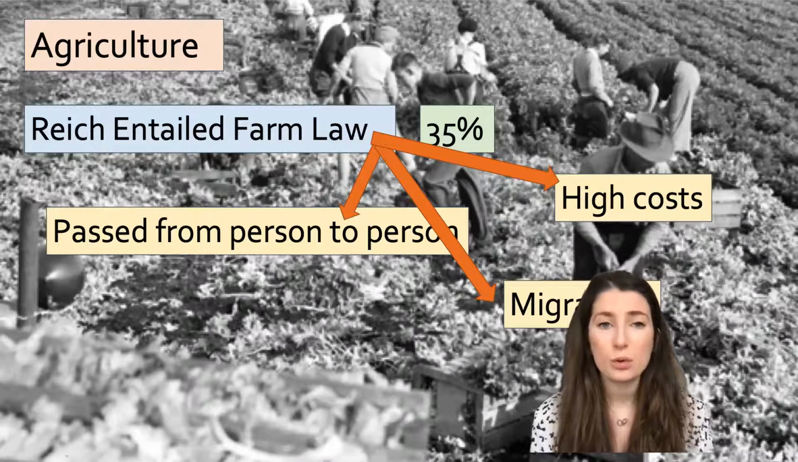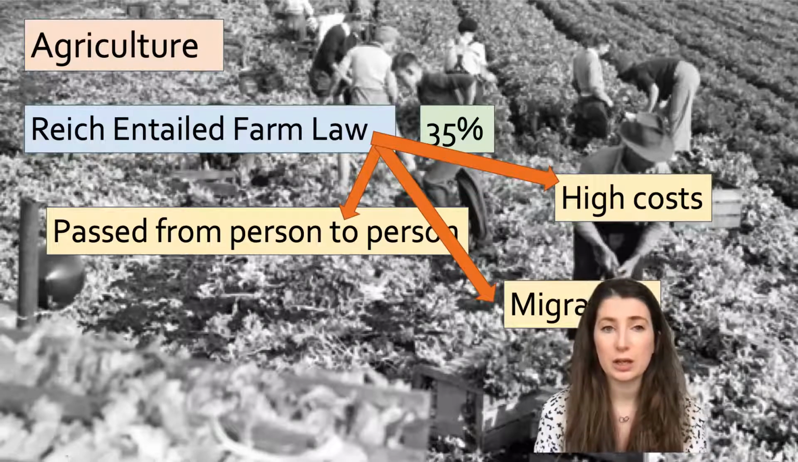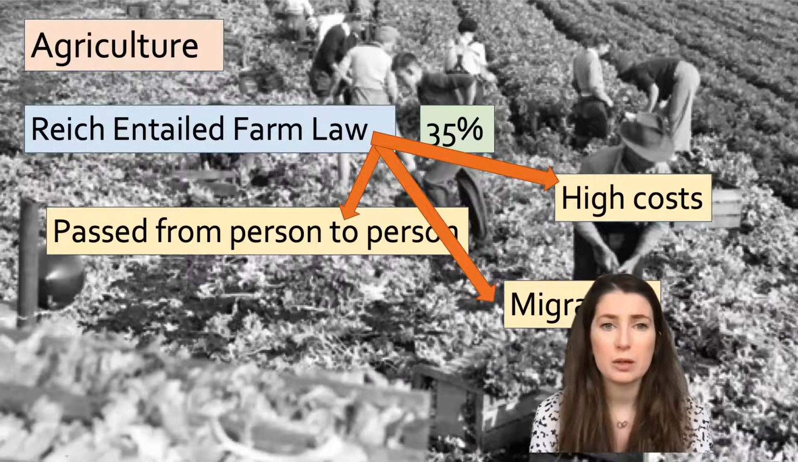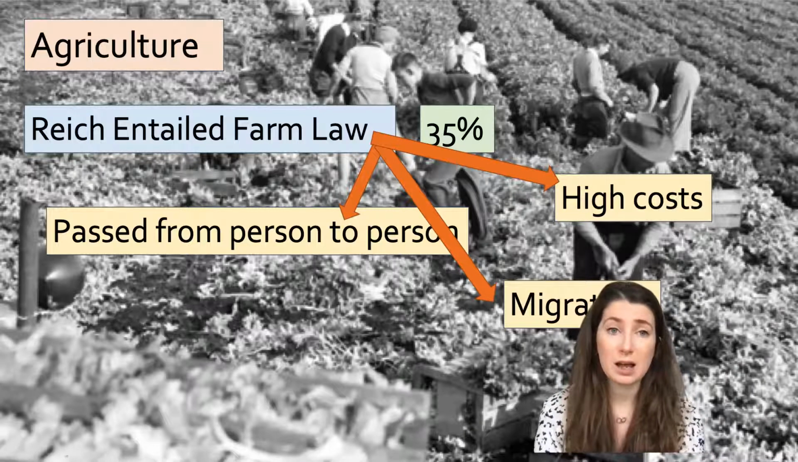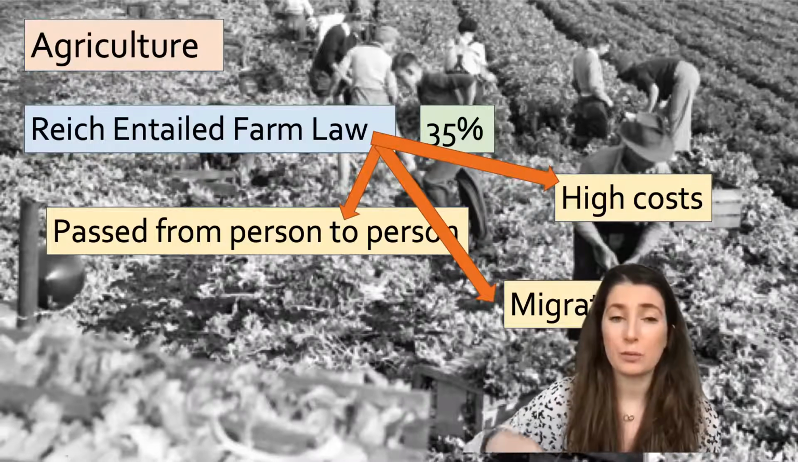Now, even more so, we can think about the fact that Hitler's Reich Entailed Farm Law has quite literally taken away a lot of individual freedom from a lot of these small farmers, most of whom would be in the Mittelstand, so the middle classes. So they definitely have not benefited from these laws.